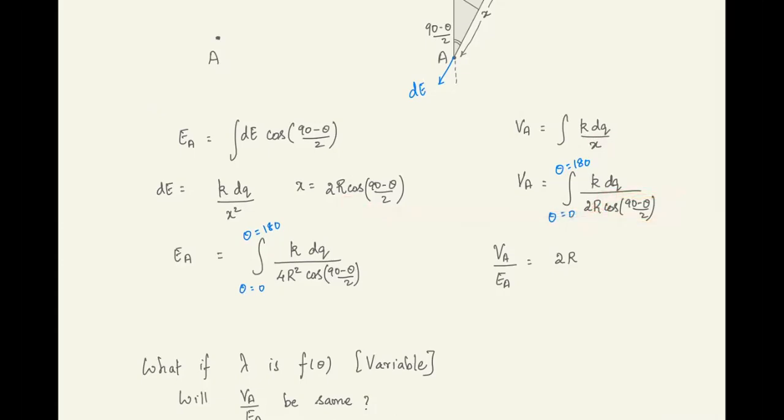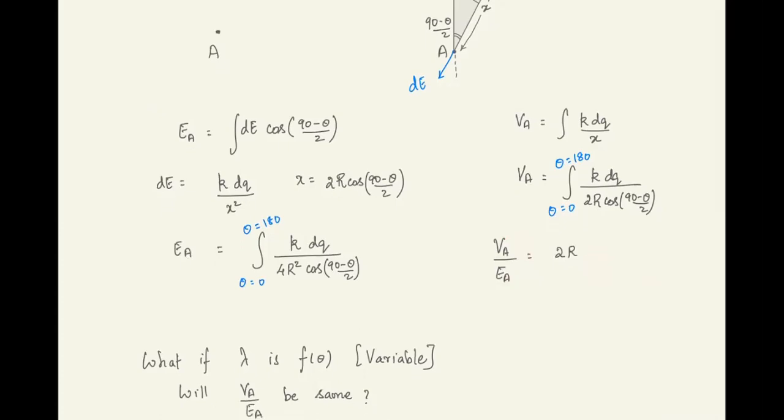Now look at the integrations that are there in electric field expression and VA expression. They are identical integrations with, of course, constants are different. Here you have 4r square, here you are having 2r. Those constants are different. So if you pull those constants out, you don't have to evaluate the integration at all. The integrations in this ratio are going to get cancelled out. Right? And you're going to get 2r as the answer for this particular question.